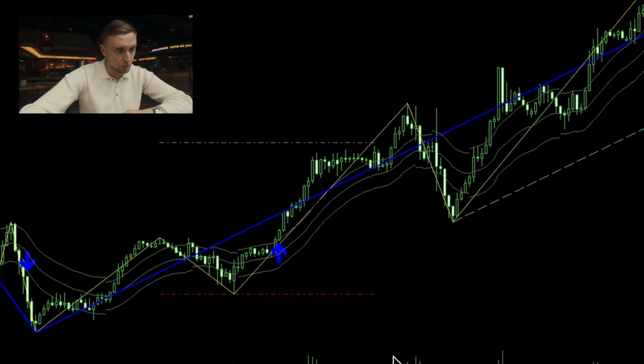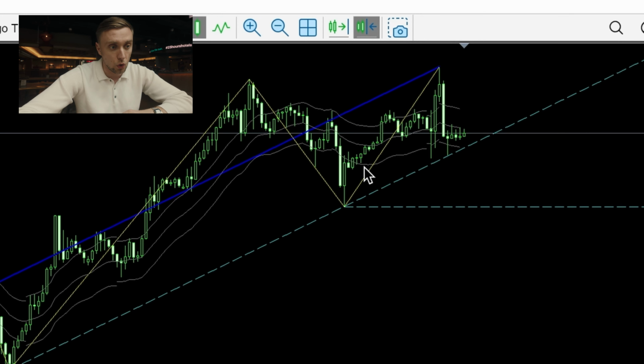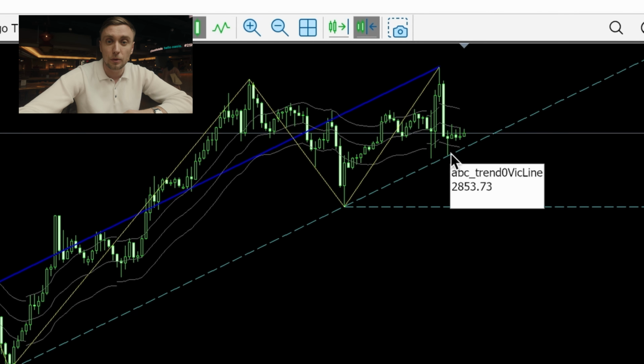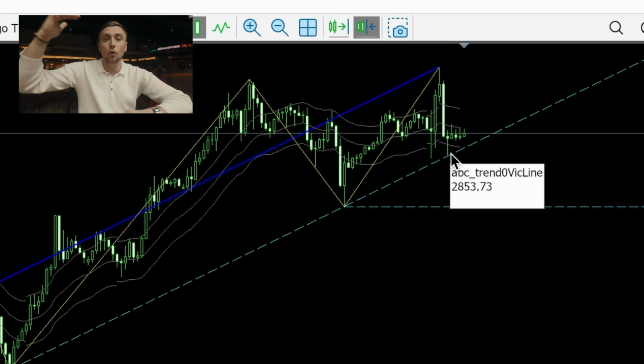Imagine that you open a buy here, you close this position in plus, but the trend is still moving in the same direction. What should you do next? You should open a position every time we break the weak line, following the trend.